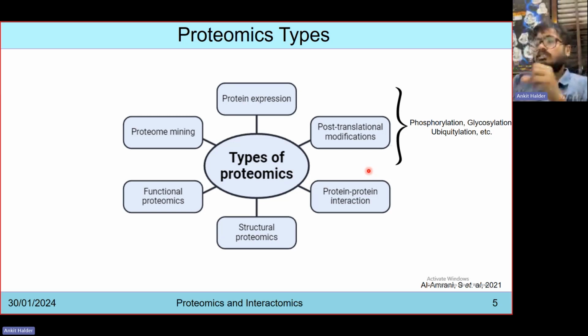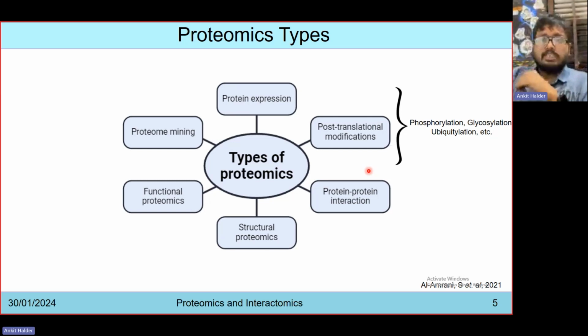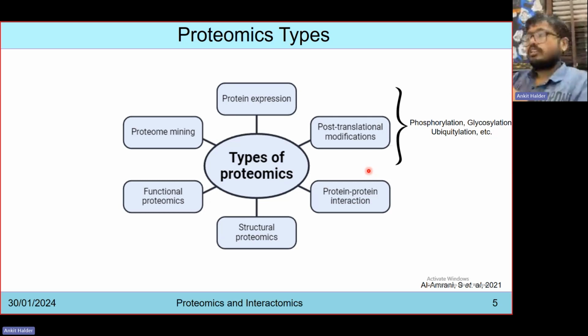So one of the major fields under proteomics comes under post translational modifications, which helps you get knowledge and understanding of the status of the PTMs. This is also a very much emerging field, and a field to explore to get a better understanding. Next, protein protein interaction.